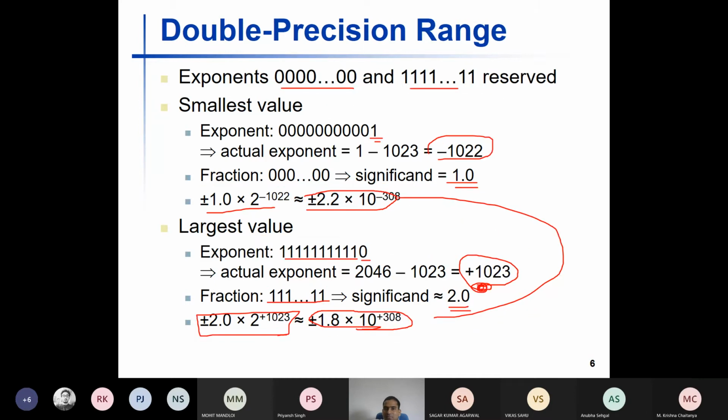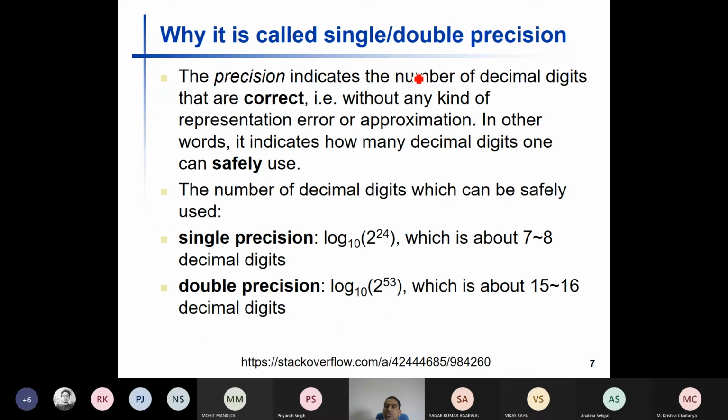Okay. So now why is it called precision? Precision shows the number of decimal digits that are correct. That means we can use them without any kind of representation error or approximation. In other words, it shows how many decimal digits we can safely use. So in single precision, we have almost 7 or 8 decimal digits.